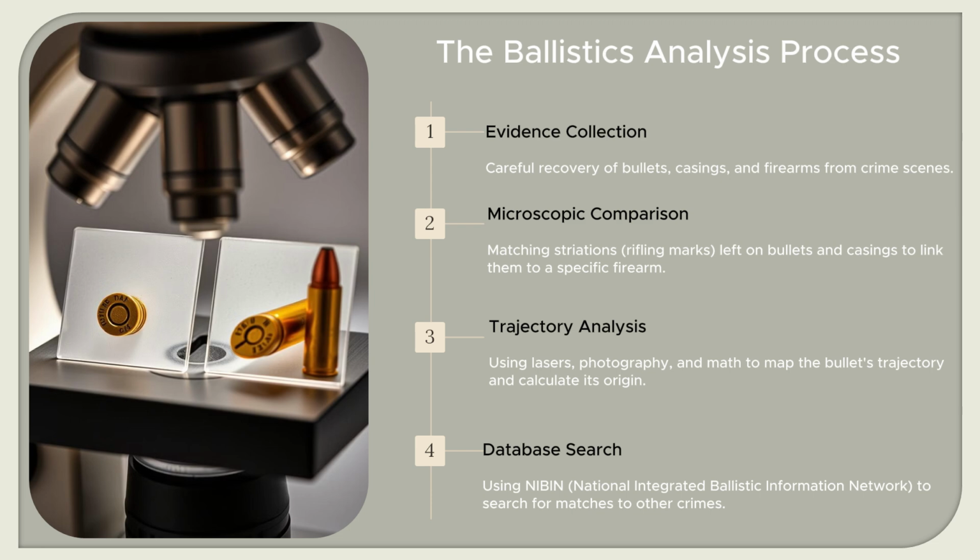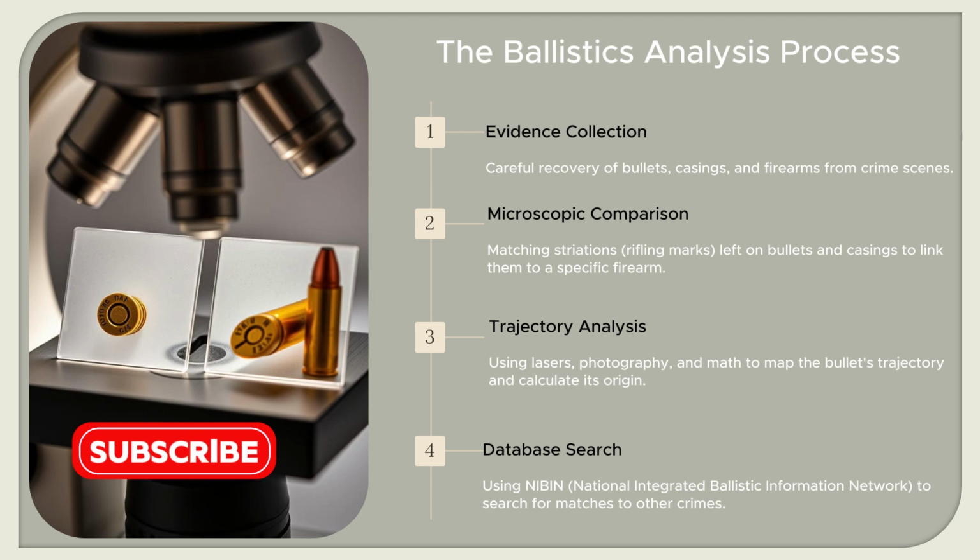The ballistic analysis process begins with evidence collection, where bullets, cartridge casings, and firearms are meticulously recovered from crime scenes using gloves and sterile tools to avoid contamination. Next, microscopic comparison employs a comparison microscope to analyze striations, rifling marks, on bullets and breech or firing pin impressions on casings, matching them to a specific firearm's unique tool marks.